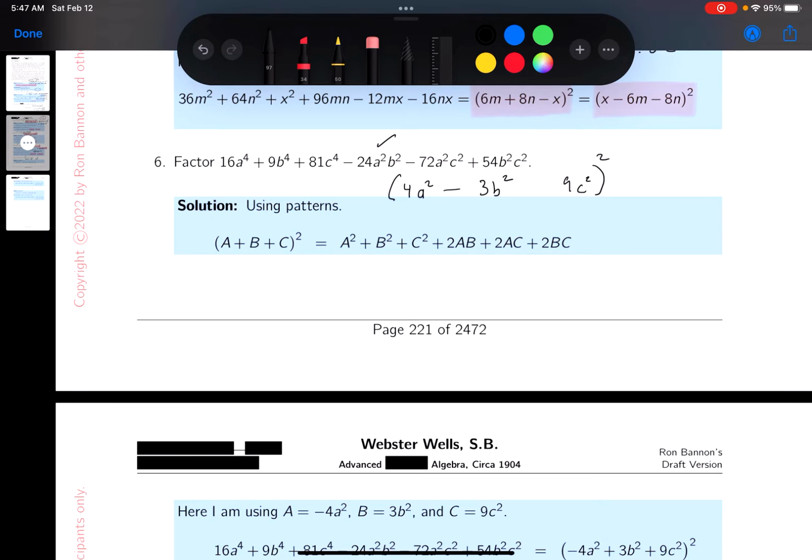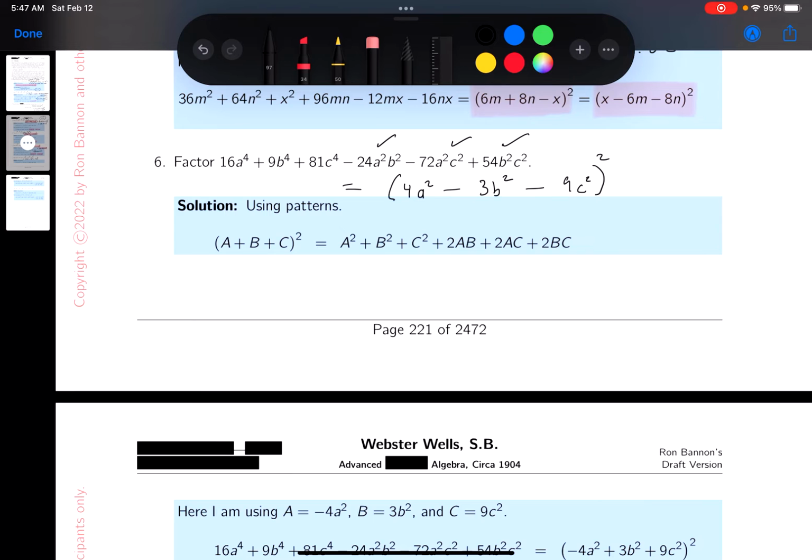Let's do the next one. And what would that be? Well, I'd have to put a minus sign over here now. And why is that? 4 times 9 is 36. A squared, c squared, times 2 is minus 72. Let's see if we get the last one, which is going to be minus 3b squared times minus 9c squared. That's going to be 27b squared c squared, times 2 would be 54. So this worked out beautifully.